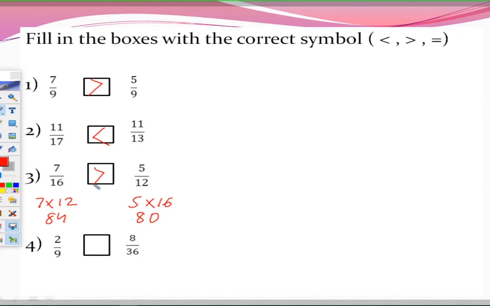Next again you can see two fractions having different denominators. We have to do the same process. We have to do cross multiplication. That is 2 into 36 and here you will be doing 8 into 9. 2 into 36 is 72 and here 8 into 9 is equal to 72. So you can see both have the same number. It means they are equivalent fractions.